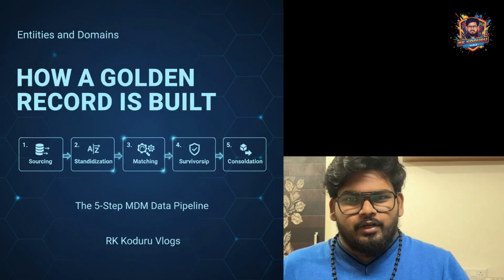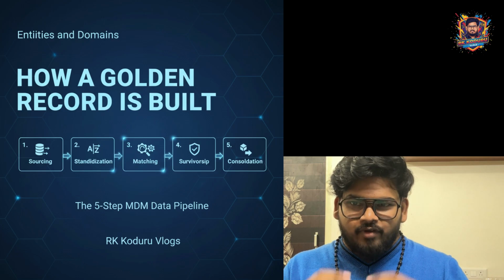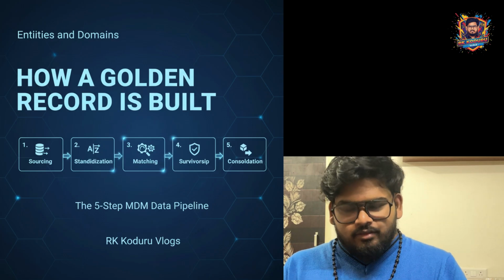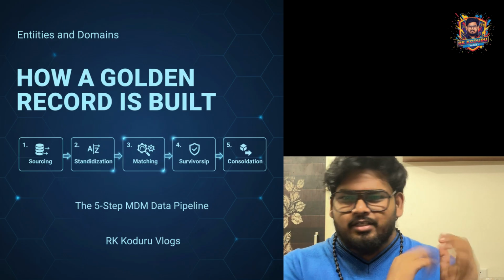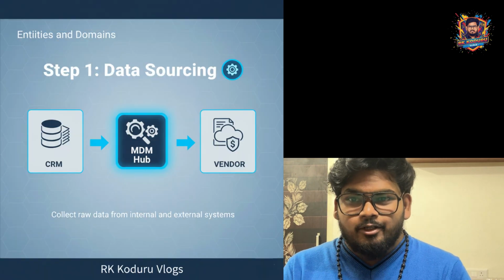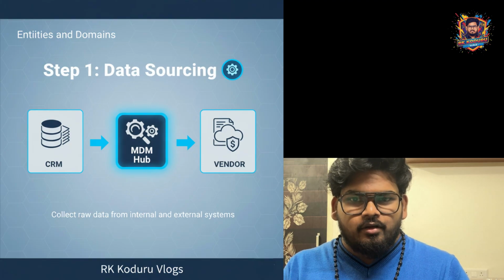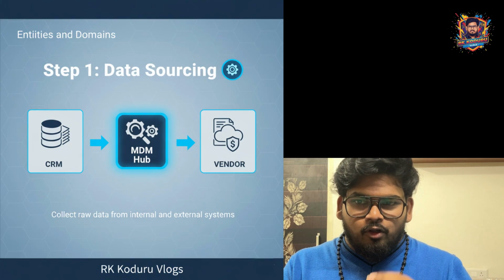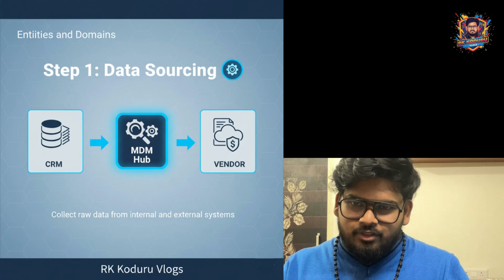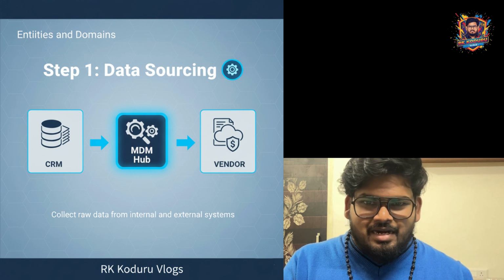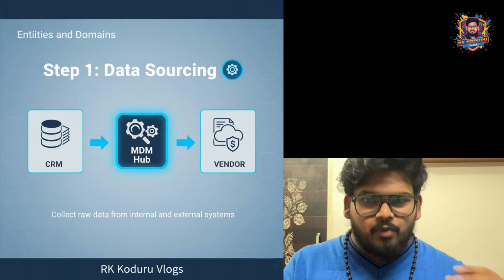How is a golden record built? This golden record doesn't just appear out of nowhere. It's built through a standard 5-step process. Think of it like a data factory. So let me walk you through each step. Step 1, data sourcing. First, you have to collect all the raw data. Your MDM system connects to all the different sources: your CRM system, your regulatory systems, even data you buy from third parties.